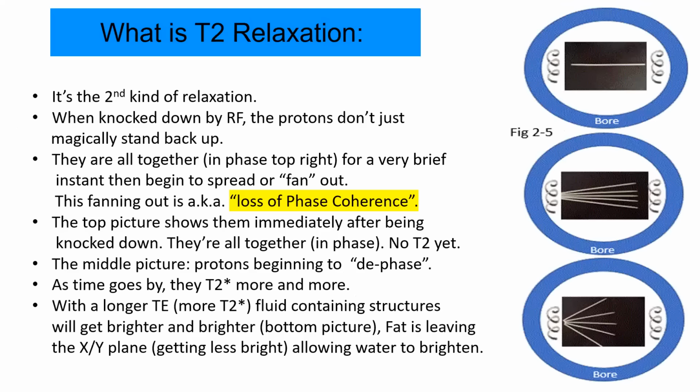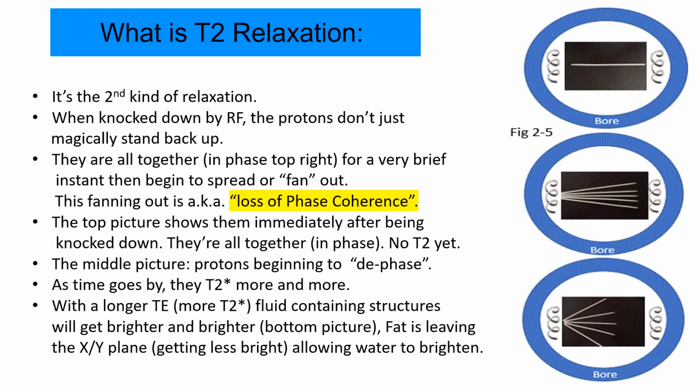Okay, so T2 relaxation is the other kind of relaxation. When we knock the protons down with the RF, the protons don't just magically stand back up. They start to spread out, or fan out like a fan. That's loss of phase coherence. So the top picture is, you might think I have a thing for chopsticks, but they work very well. The top image there is a bunch of chopsticks all piled up on each other, and they're all together. They're all in phase. Over time, though, they start to spread out.